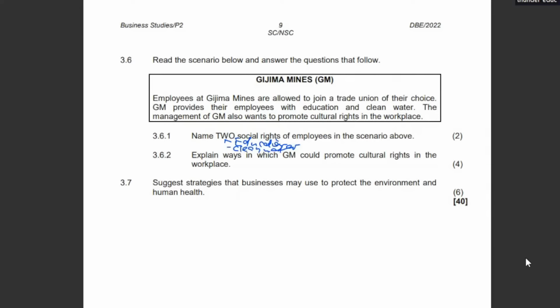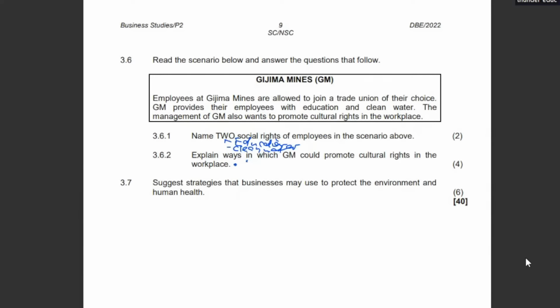So now, from there, we have question 3.6.2. Question 3.6.2 reads as follows. Explain ways in which GM could promote cultural rights in the workplace. How can they promote cultural rights in the workplace? GM should employ people from various cultural backgrounds. So they shouldn't check someone's culture before they start employing. They should employ anyone from any set of culture or cultural background.